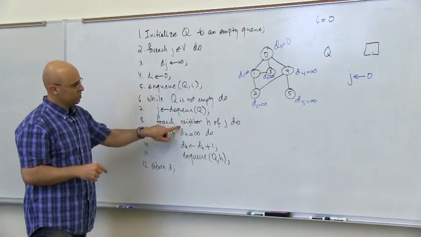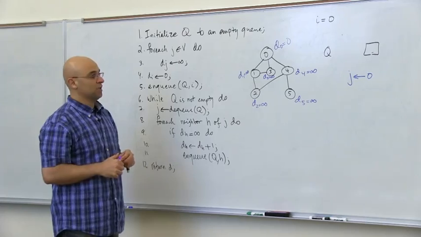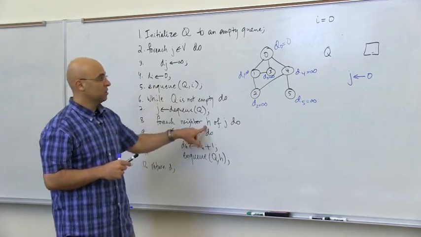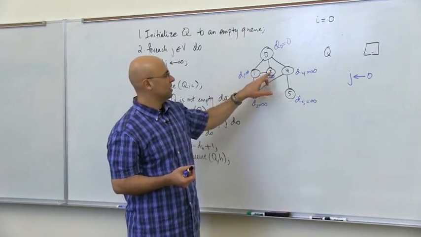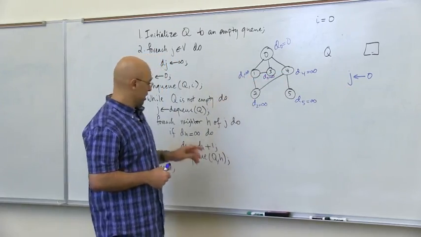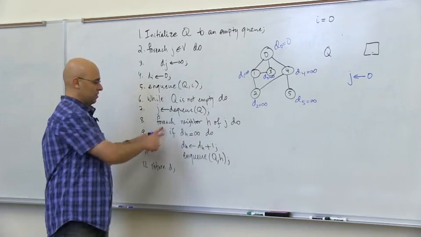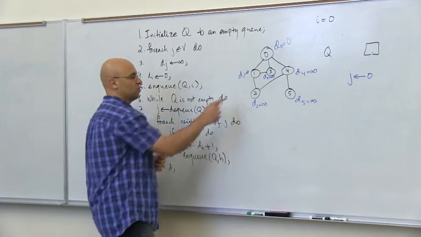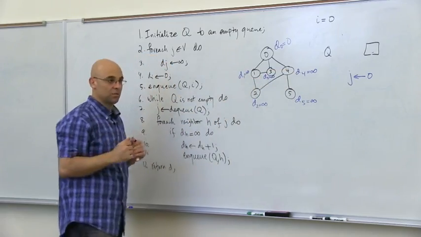Then we say, for each neighbor h of j. What are the possible values of h? J is 0. I go to the graph and ask, what are the neighbors of this node? It's going to go through them in some order. There is no specific order. It doesn't have to go 1, 3, 4. It can go 3, 1, 4, or 3, 4, 1, or 4, 1, 3, and so on.